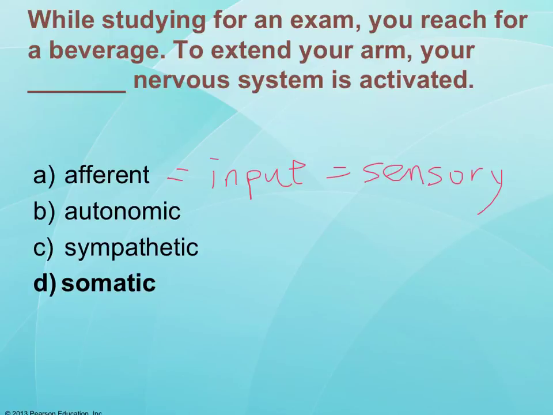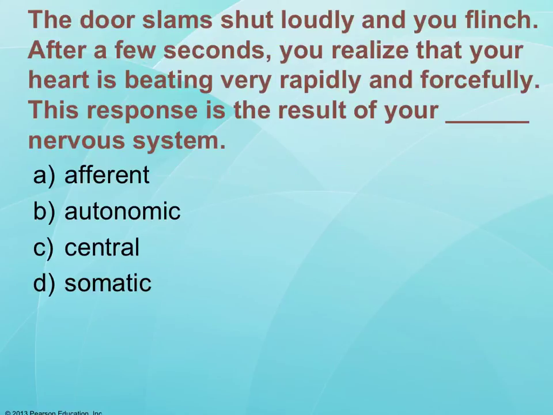But if you reach your arm and control your arm to get the drink, that will be somatic. And autonomic and sympathetic are the involuntary controls. Since you just extend your arm, that's a voluntary control. So the answer should be somatic. Next question.